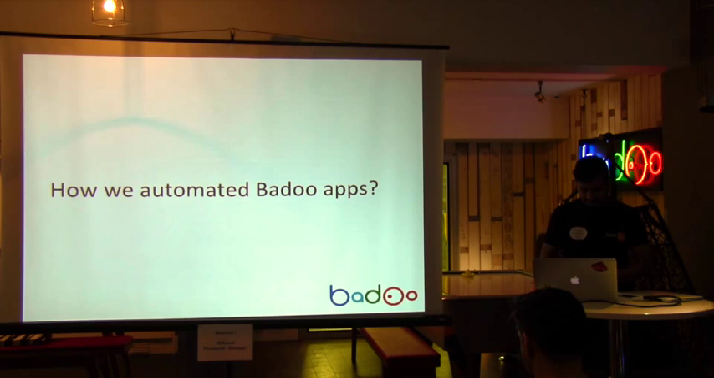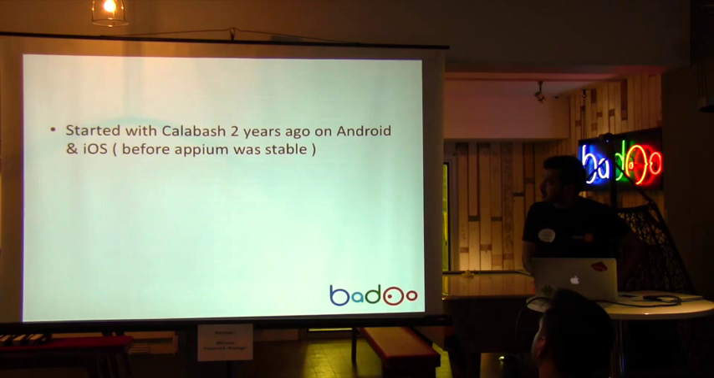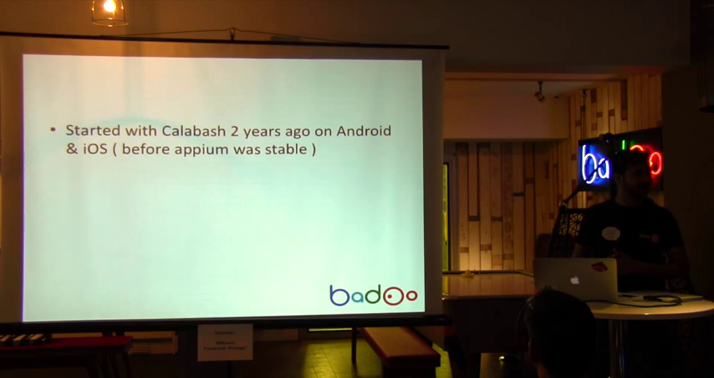We started the automation much more than 2 years ago. When we were investigating what tools we wanted to use, we had two options, Calabash and Appium. At that time Appium wasn't that stable, so we started doing the automation on Android and iOS using different tools. We used Robotium, and in iOS we used KIF or Frank, I don't remember.